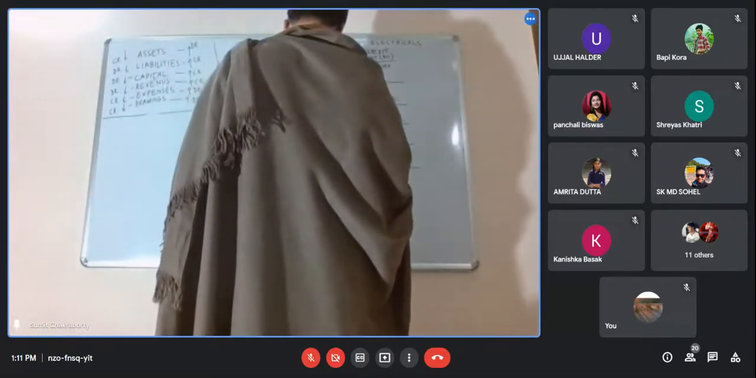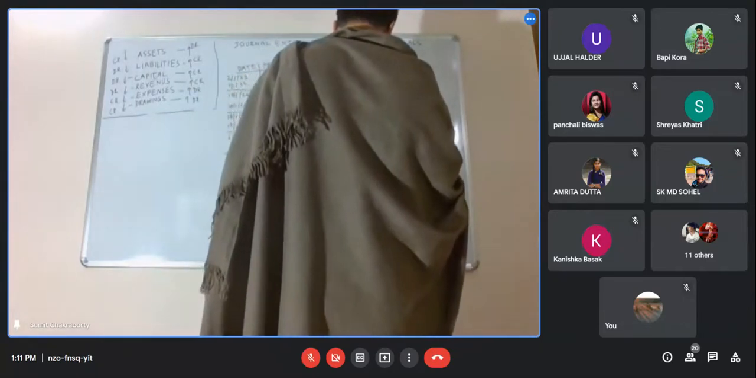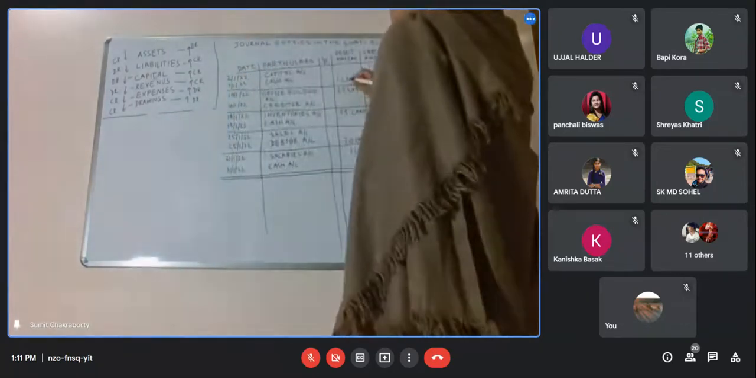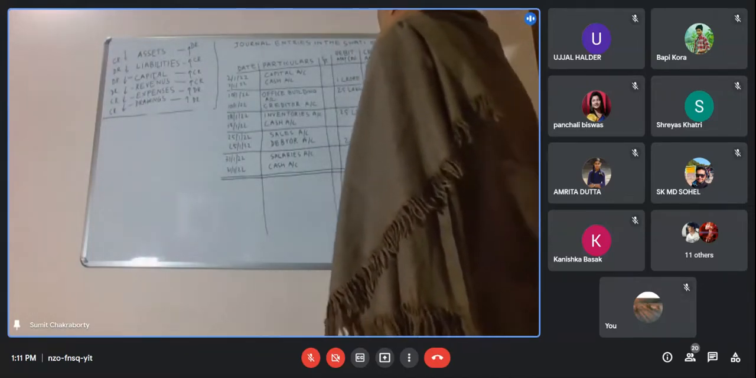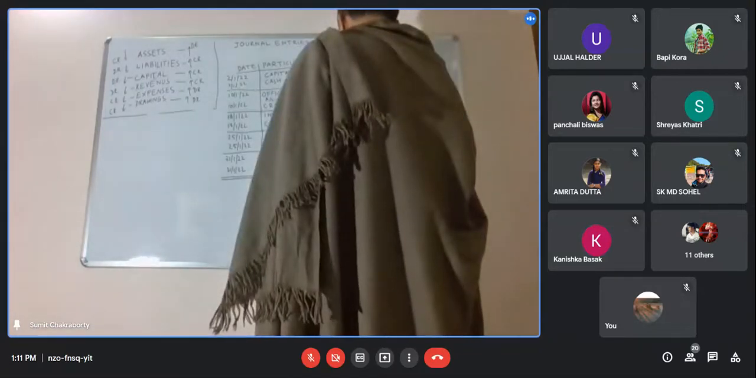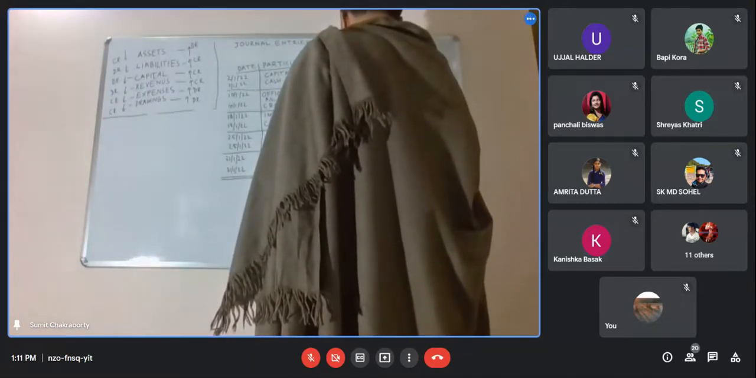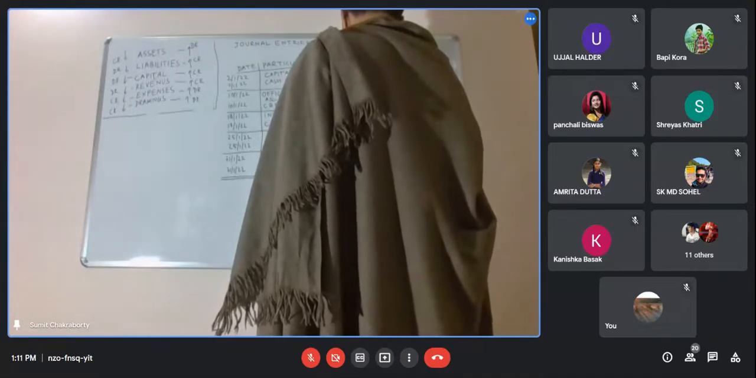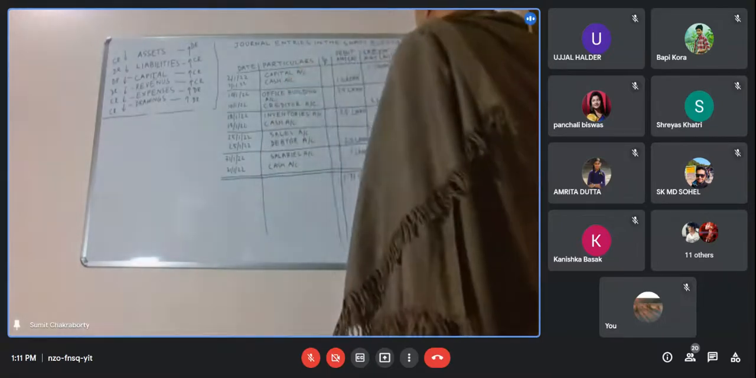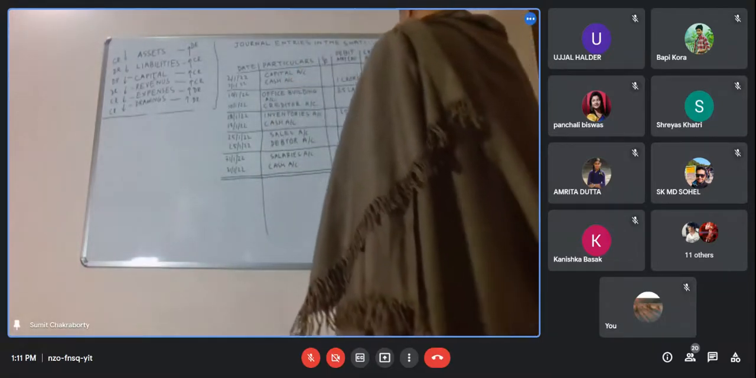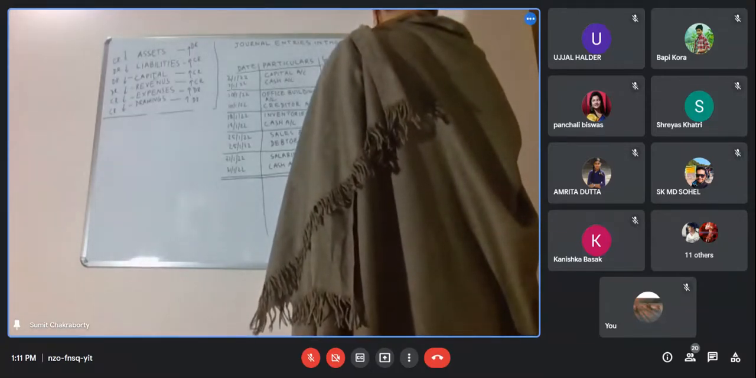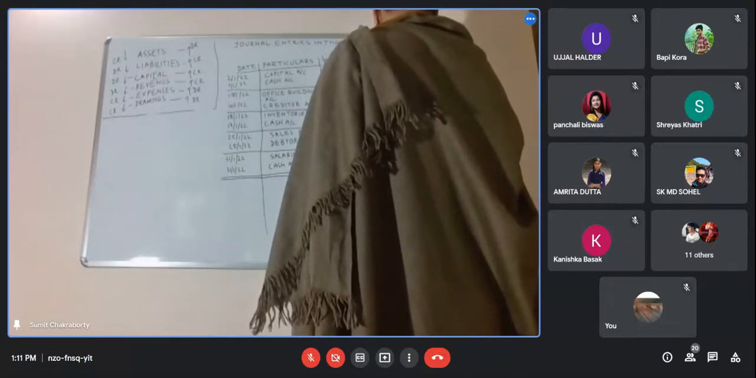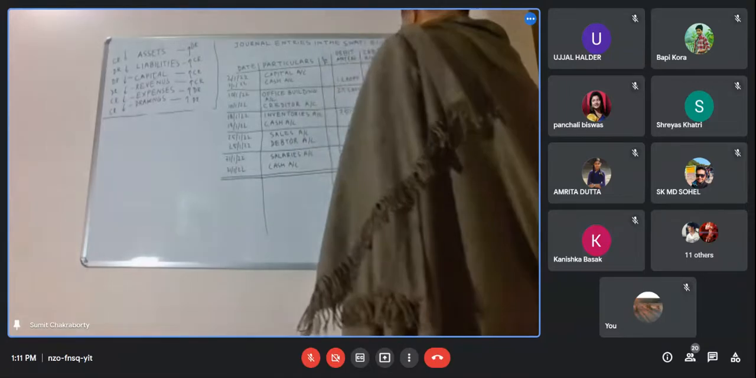Double line here. Let us add up: 1 crore, 25 lakh, 50 lakhs, 70 lakhs, 71 lakhs. 1 crore 71 lakhs, 1.71 crore. If you add up 50, 70, 71, 1.71 crore. No difference.